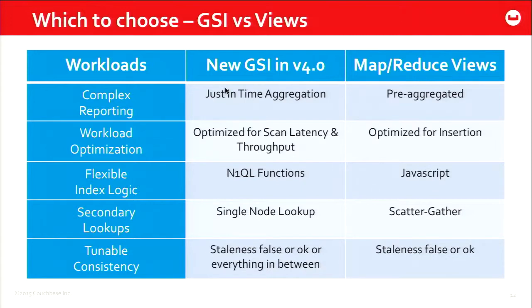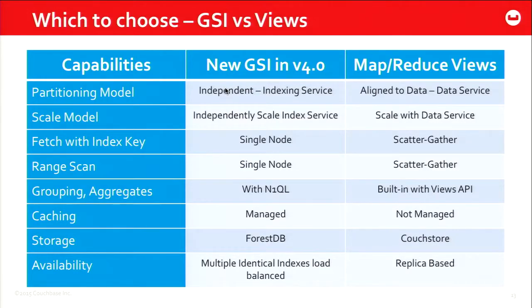Secondary lookup, this is the case where GSI really just heads down wins. It's ultimately the best type of index to do. And when it comes to tunable consistency, GSI actually has an advantage. I'll touch on this point in a little bit, so I'm going to skip over that.